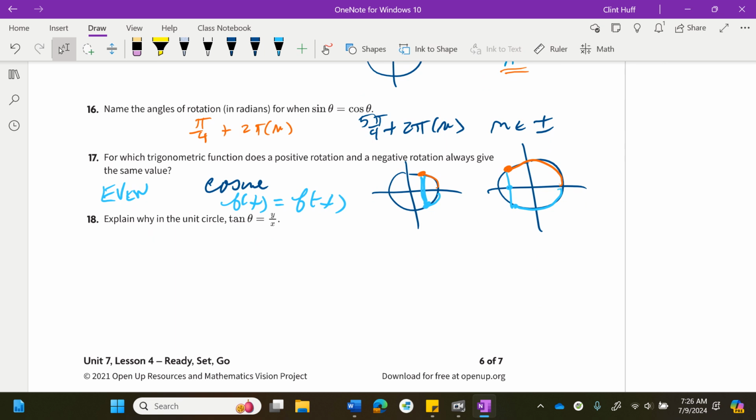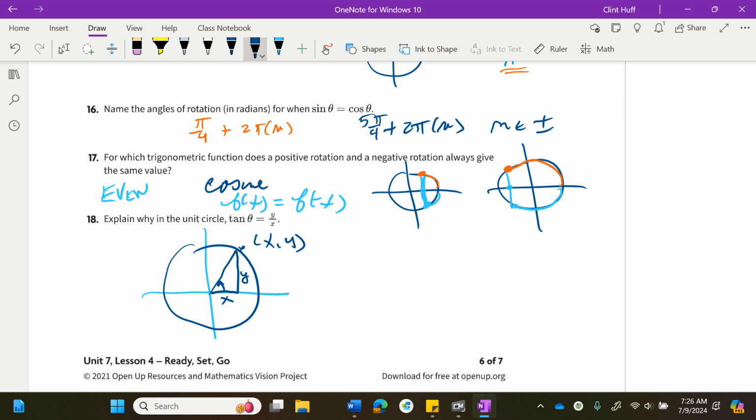Number 18, which I think, one more after this. Explain why in the unit circle the tangent is y/x. Okay, relatively simple explanation here. On the unit circle, we draw in our triangle. This is our angle of rotation. This is x and this is y, meaning this point up here is x comma y.